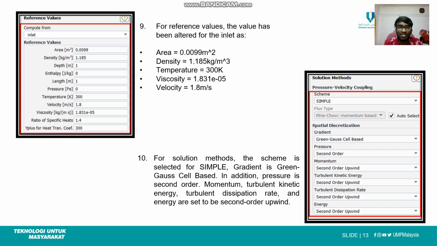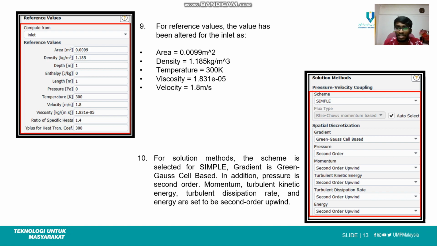Now let us look on the reference values. Reference values is actually based on the area of the geometry size, which is 0.0099 meter power of 2. The density follows air. Temperature is 300 Kelvin based on the inlet because we compute from the inlet, and then viscosity is 1.831 power of E negative 0.5. The velocity is, as I say, 1.8 meter per second.